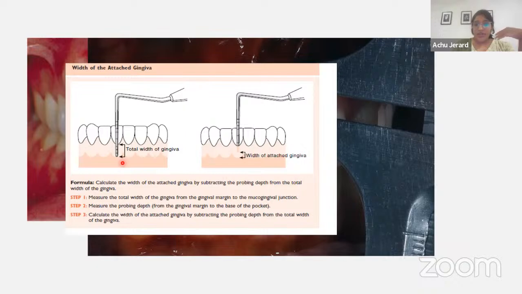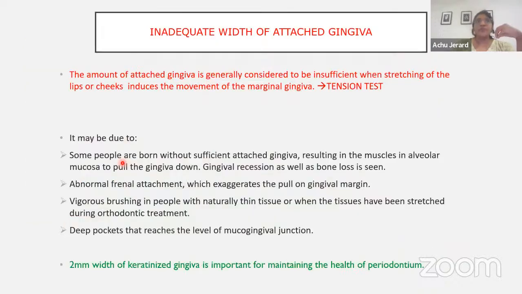Then you have the tension test also. To know if the width of attached gingiva is inadequate, simply stretch your lips and cheek. If the width of attached gingiva is not adequate, when you stretch it like this, the marginal gingiva will move because of the tension produced by the muscle pull. That shows that attached gingiva is not adequate. So that is a simple clinical tension test, which you can practice to see if the attached gingiva is adequate or not.